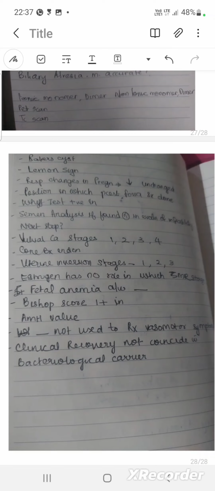Then next is the position in which posterior fossa surgery is done, Fowler's position. Whiff test is positive in Gardnerella vaginalis and Trichomonas.